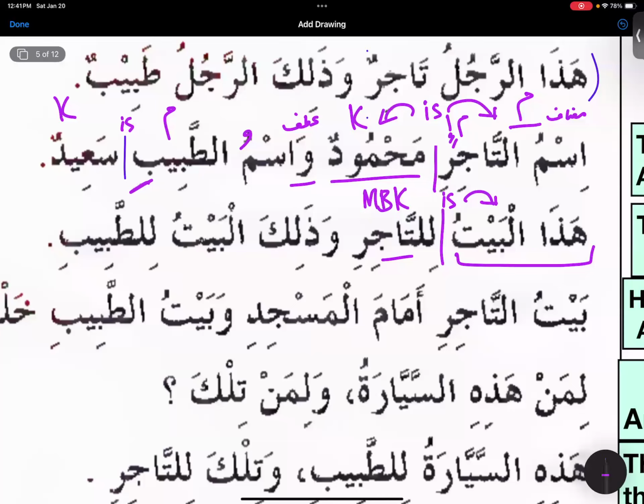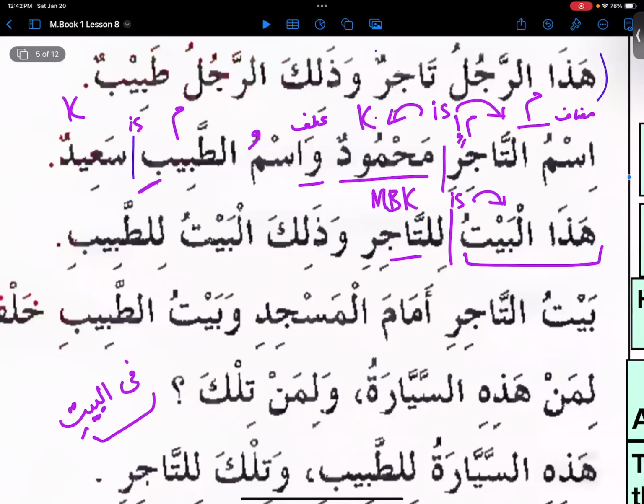For example, we learned so far jar majroor fragment, right? If you have fi al baiti, and I ask you what is the connection between these two isam, you're going to say fi is harfu jar and al baiti is isam majroor. So they have a grammatical relation with each other, right?